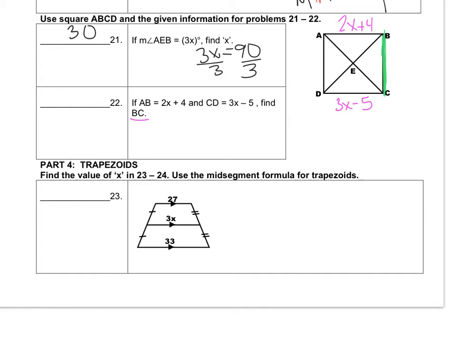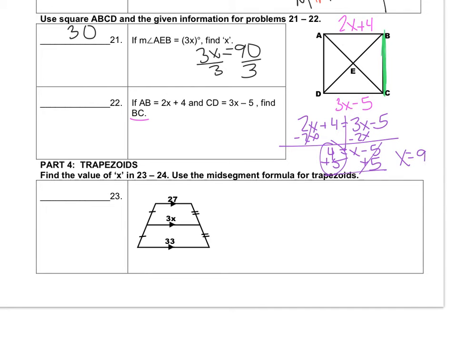Okay, well, it's a square. You should know that opposite sides are equal. Since they're equal, we're going to set them equal to each other. So we have 2x plus 4 equals 3x minus 5. Move your smaller variable, so I'm going to subtract 2x on both sides. So you have 4 equals x minus 5. Now you're getting rid of the negative 5 by adding 5 to both sides. So you're going to get x equals 9, but that's not what it's asking for. It's asking for CB.